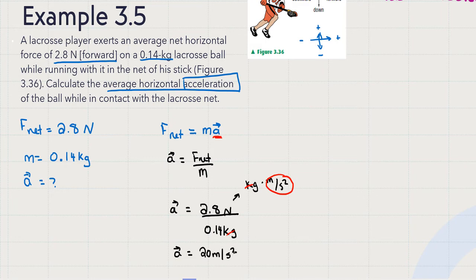Or let me double check that. That seems like too good of a round number. And it is. That is exactly the round number of it. So this is 20 meters per second squared.